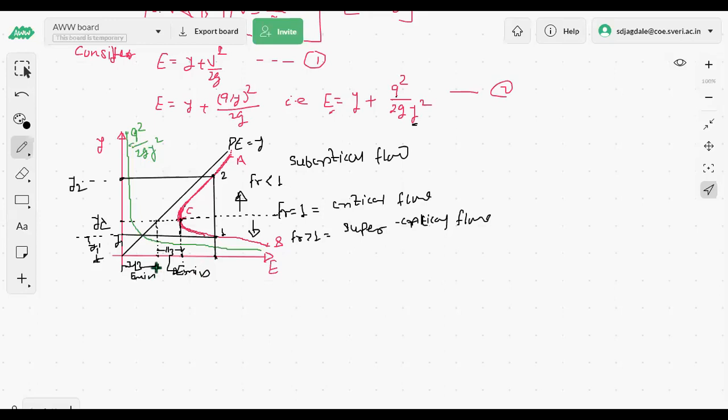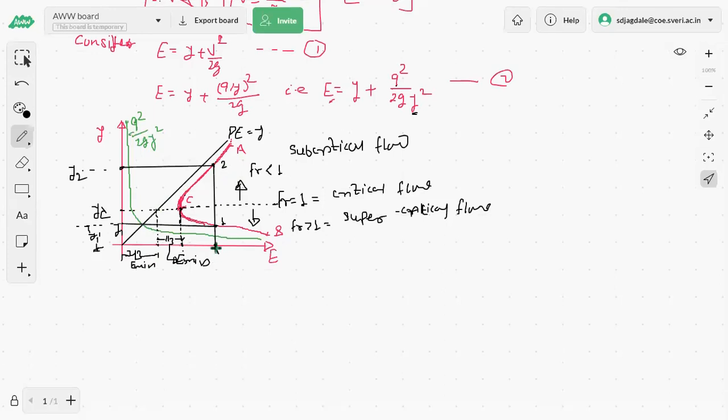From this specific energy curve, we can draw some conclusions. Okay, so what are those? A flow of some specific energy, suppose here we have a magnitude of 2 units. I'm considering a magnitude of 2 units. A flow of 2 units of specific energy can pass at two depths. If you put the value of E as 2, with Q constant and g constant, we will have two flow depths, that is y1 and y2.